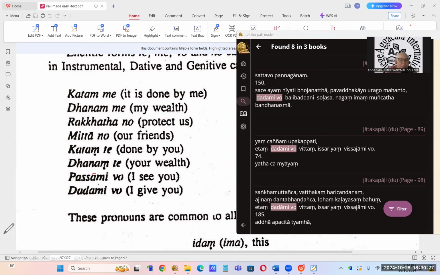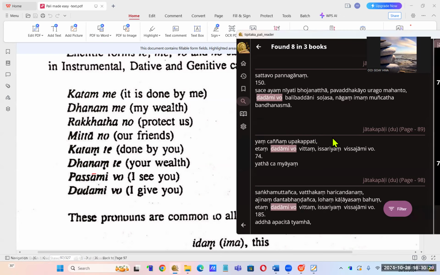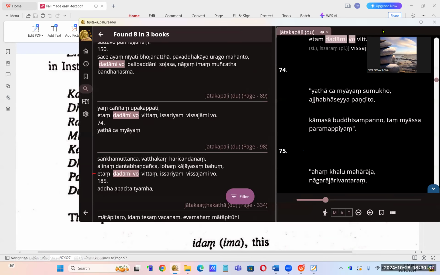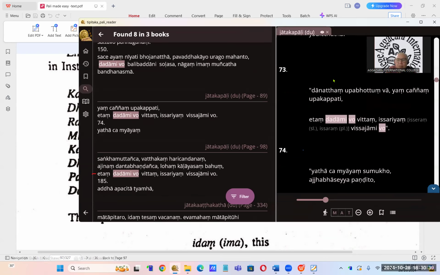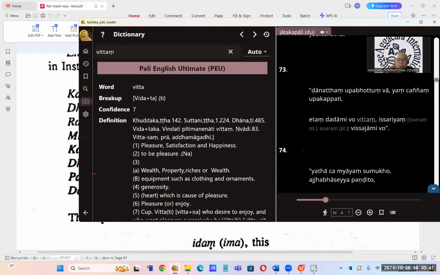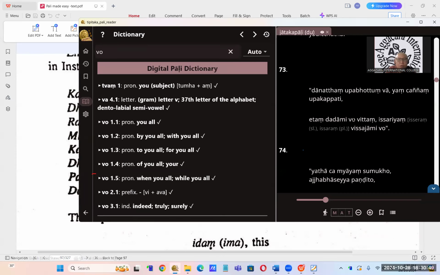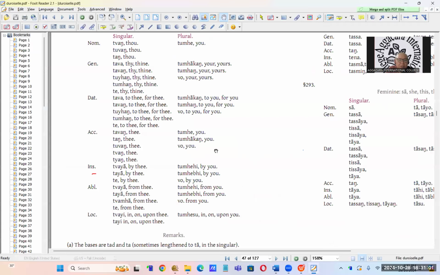So look at this example. Accusative. So, idam tatami wo vitam, all right? Vitam is wealth. So here it will be, yes, I give wealth to you. Then wo will be 'to you', right? Yes, dative. So in this example, this one will be dative, right?